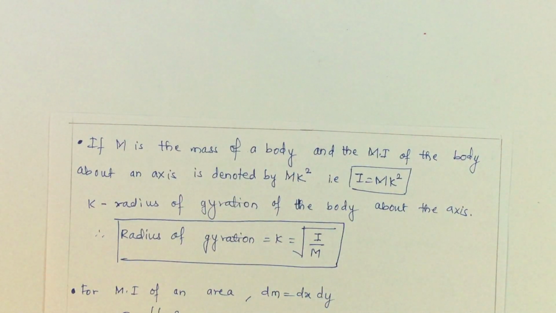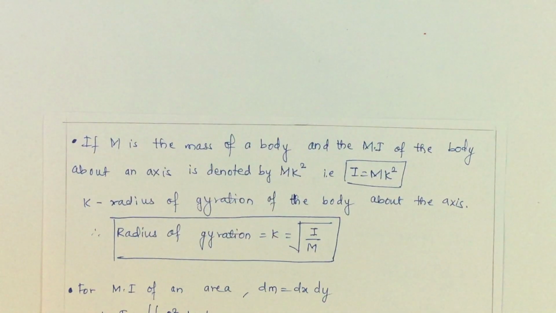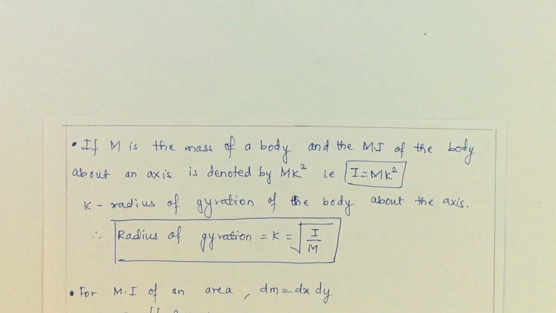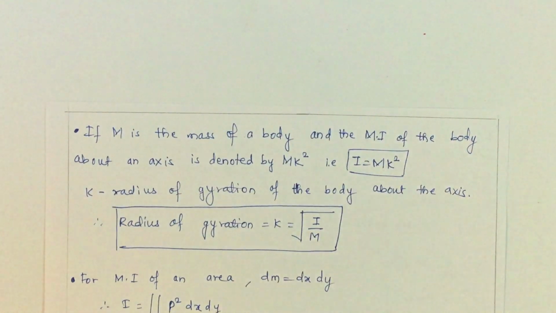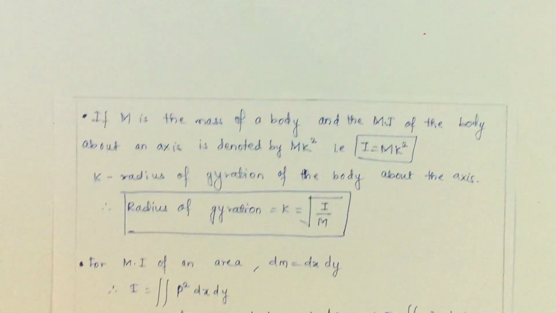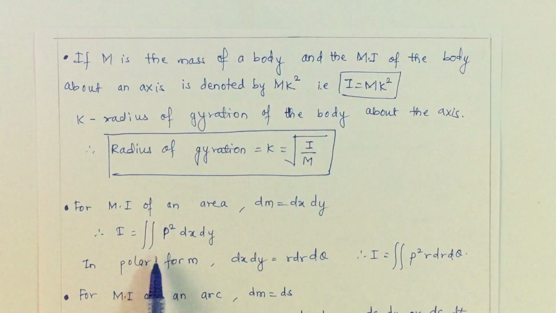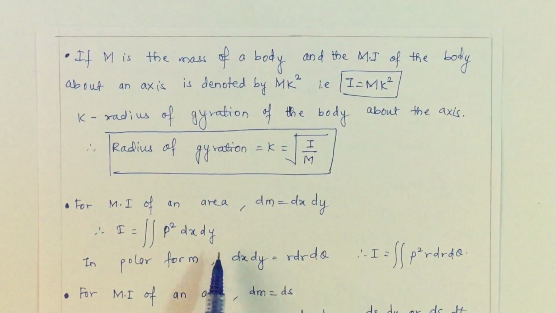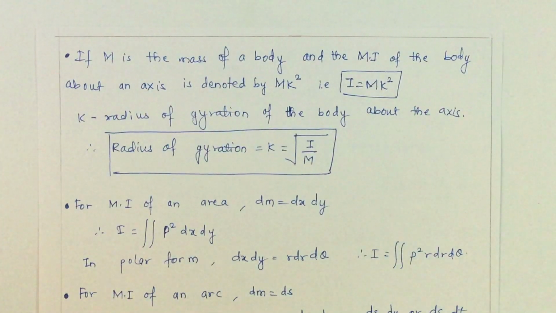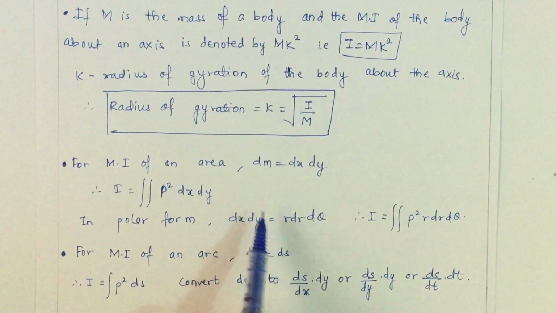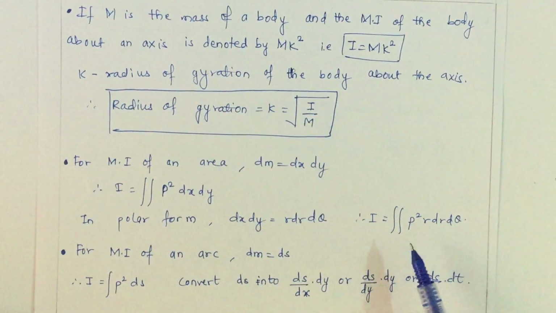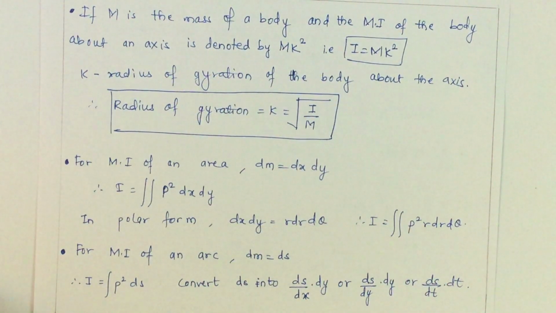Now we have seen this for an elementary mass. What will be the moment of inertia of an area? Just as we saw center of gravity for an arc and an area, similarly, what will be the case if you are asked to find the moment of inertia of an area? Here the small elementary mass will be replaced by dA, which becomes dx dy. So moment of inertia will be given as double integral p square dx dy, that is in the Cartesian system. If you are asked for the polar system, dx dy will be replaced by r dr d theta, so I equals double integral p square r dr d theta.